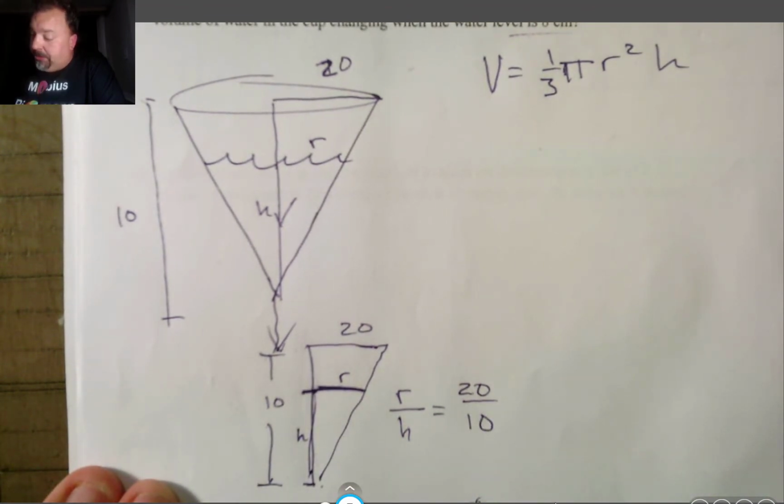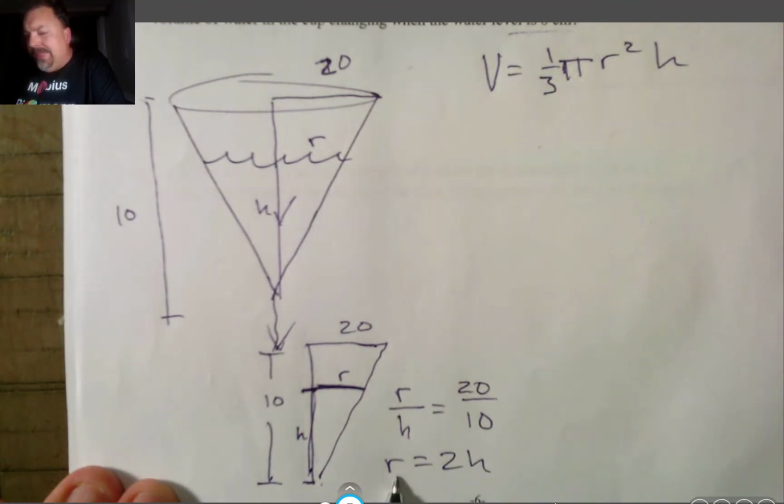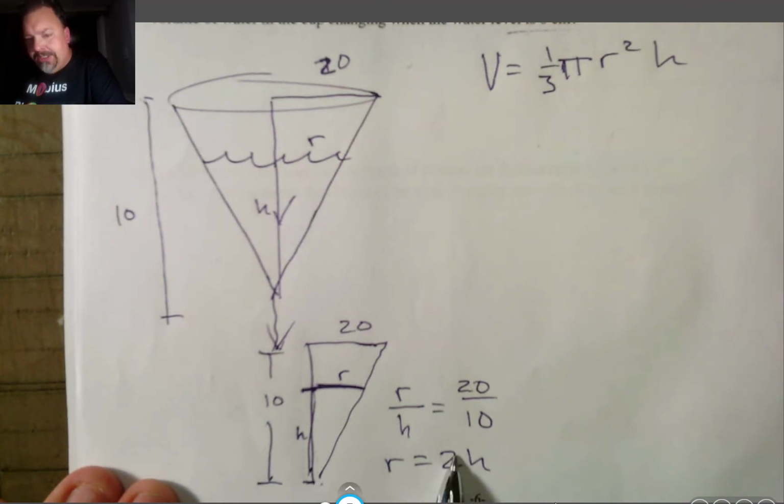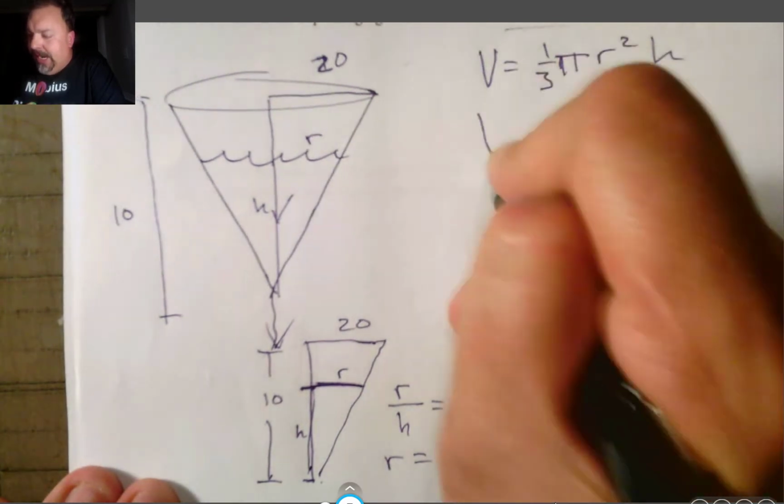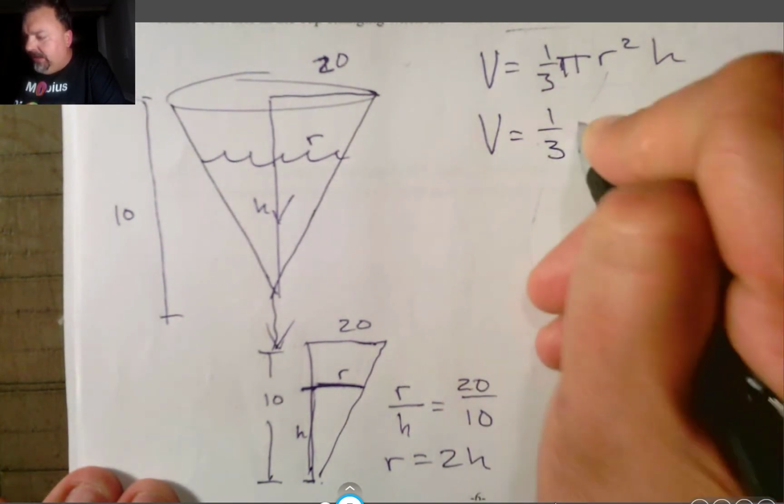So now I have a proportion. I can simplify the right side, and it just comes out to 2. And if I get the r by itself, I would have r is equal to 2 times h. That means that anywhere I have an r, I can substitute 2h. So I can go back to this formula and plug in 2h everywhere I have an r.